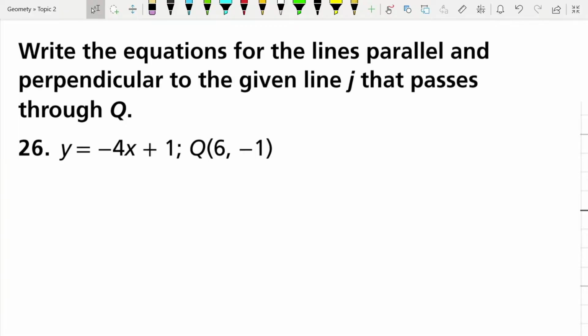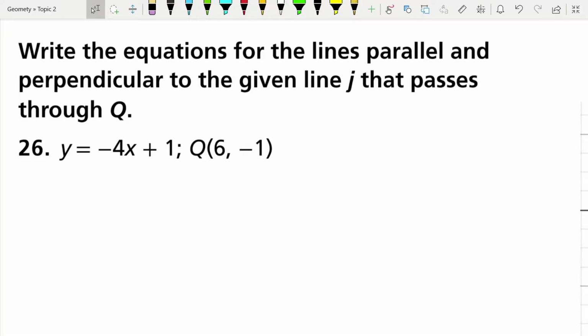Hey everyone, in today's video we're going to be talking about a question in which we're given the equation of a line and we have to write two equations of different lines. One that's going to be parallel and one that's going to be perpendicular. But that's not all. We're also going to have to make sure that those lines go through a specific point. So let's go ahead and get started.